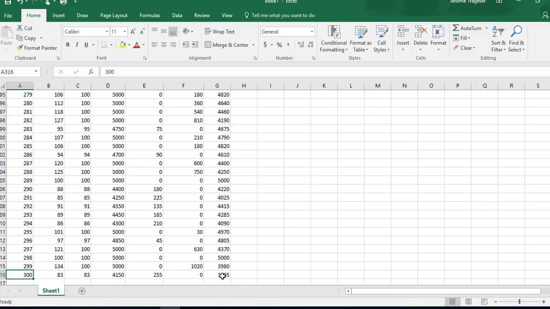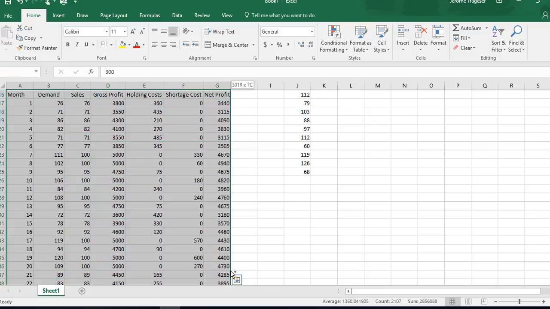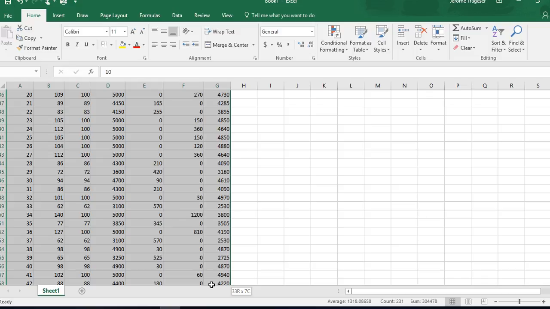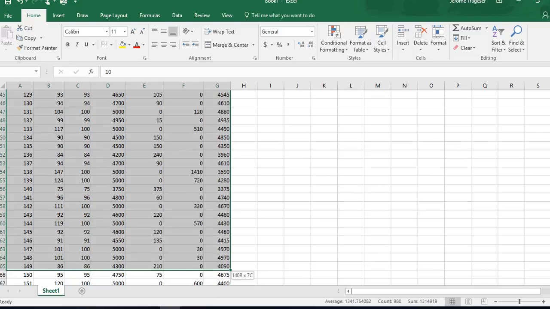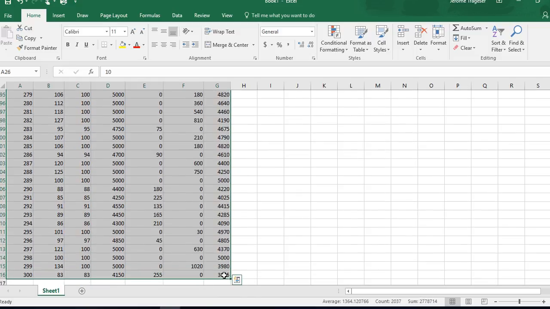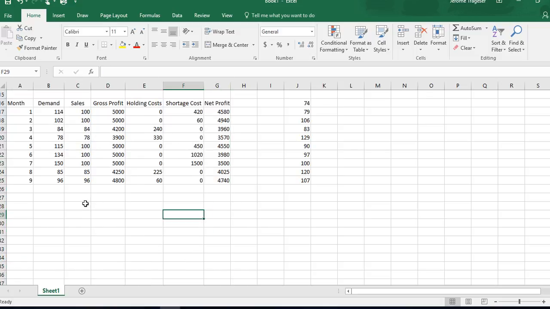Oops. And I lost it. I hold down Shift and Control and page up. Got close. Do it the long way. There we go. Get rid of all that. Oh, now I lost month 10.